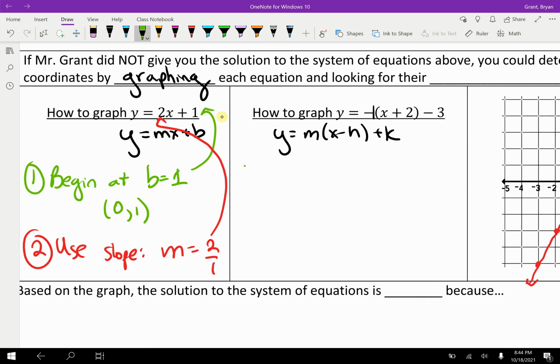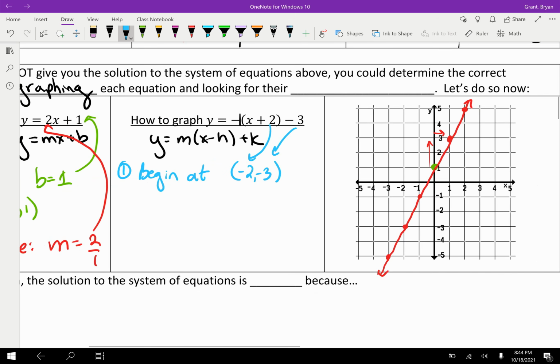So step 1, I'll do this one all in blue. Step 1 is we begin. This one doesn't give us the y-intercept. It gives us a full point with x, y that's generally not the y-intercept. The opposite of h, that's negative 2, comma k, negative 3. Negative 2, negative 3 is this point right here. And then the second step is we again use the slope. And our slope in this case is the value that's out front, negative 1. Let's turn it into a fraction. And we need to go down 1 to the right 1. Down 1, right 1. And it looks something like this.